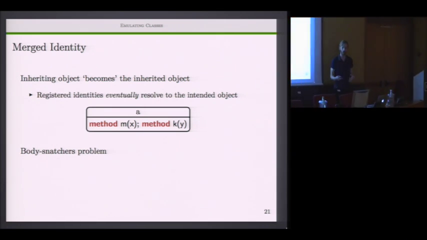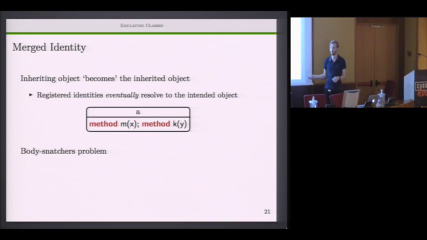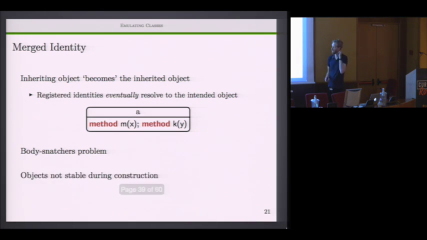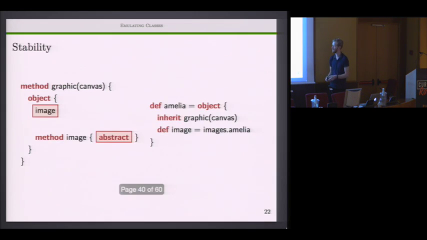And that's the main reason why you can't inherit from a pre-existing object in this model, because it would be a security nightmare. At any point in time, you could steal the identity of an object and change its implementation. There's also the problem that you have in C++ where objects aren't stable during construction. You can observe the structure of an object and the implementation of an object change over time.